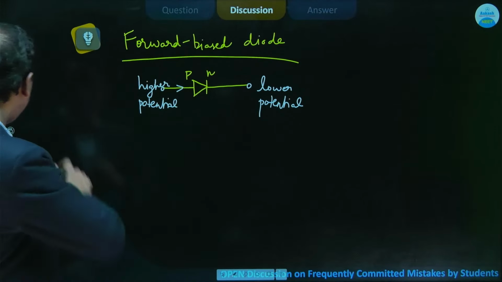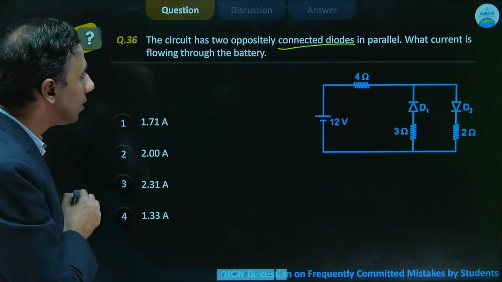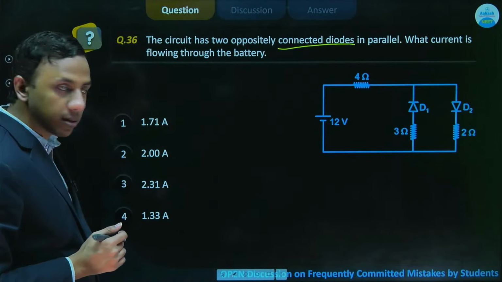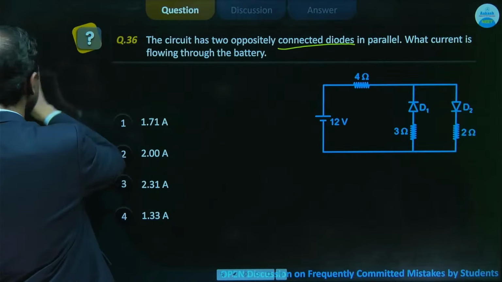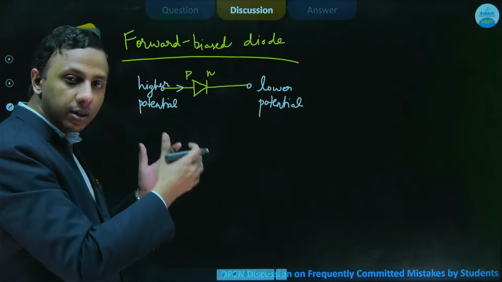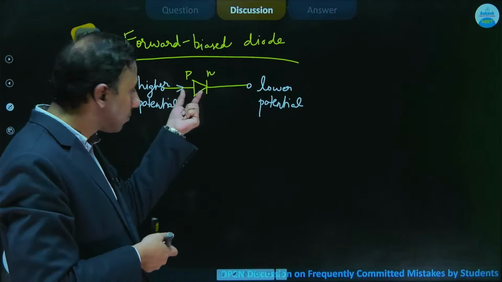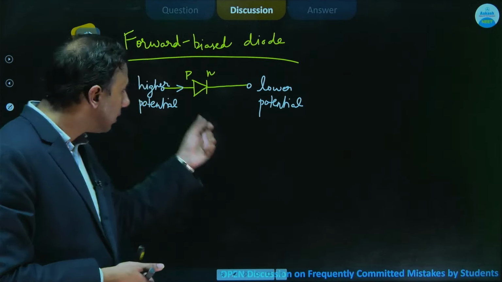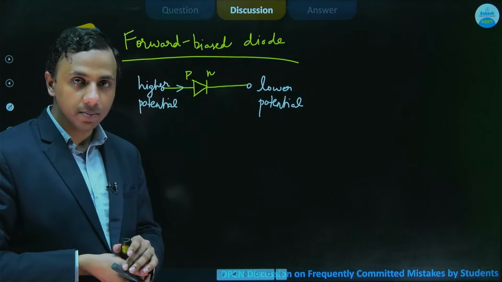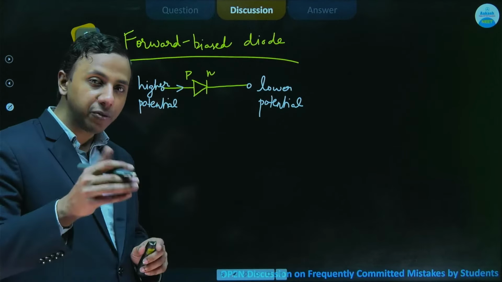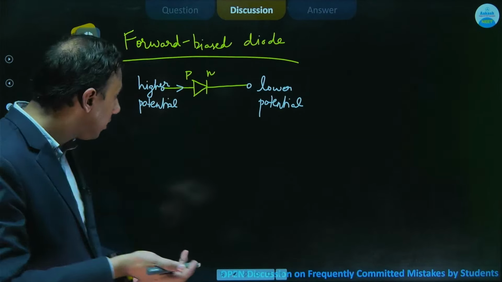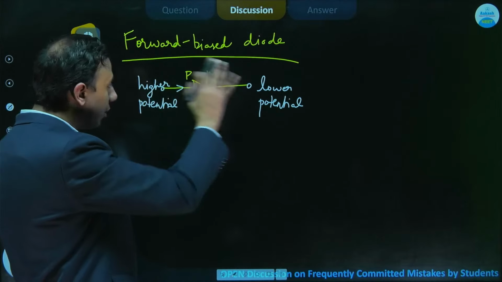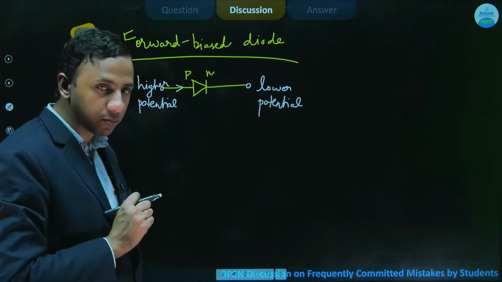Okay, and if you read the question, two oppositely connected diodes in parallel. And if we consider them as ideal diodes, we will say they are offering zero resistance, and in forward bias, if it offers zero resistance, we say it is like a simple plain wire. And what if it is not an ideal diode? Then it will have some potential drop as it flows from this point to that point. Okay, a small potential drop, whatever it be.